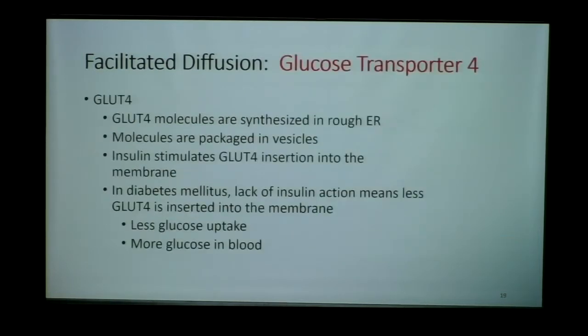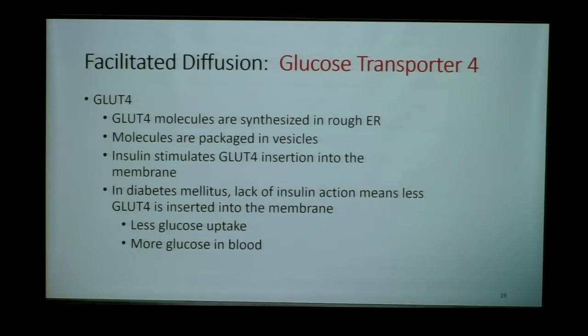Let's look at an example of facilitated diffusion, looking at one of the GLUT4 transporters. Now again, we mentioned the function of this transporter is to move glucose into the cell. This is how we can absorb glucose and be able to use it inside the cell for energy. These proteins are synthesized on the rough endoplasmic reticulum, so right away that tells us that they're made for either membrane structure or export, right? That should be something that we know at this point.